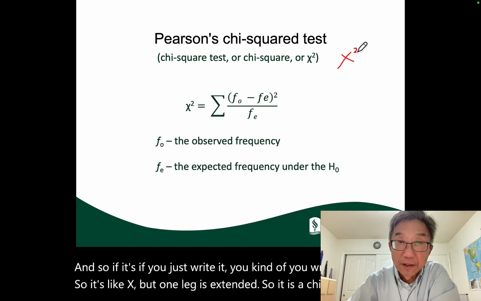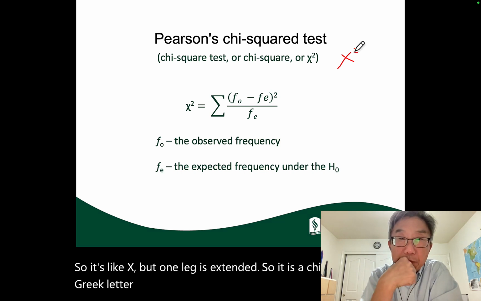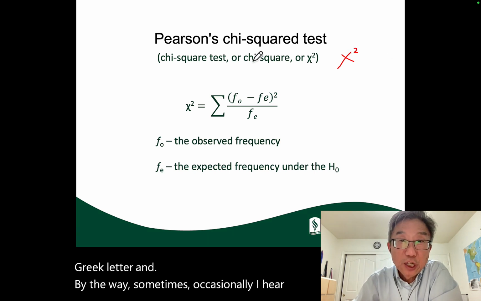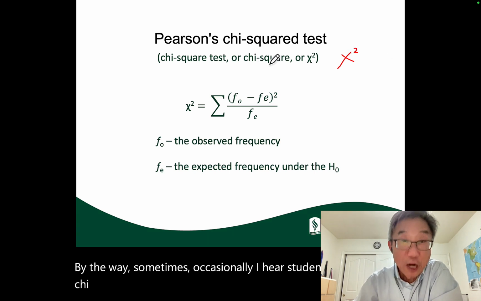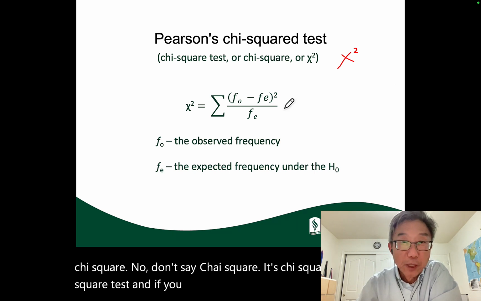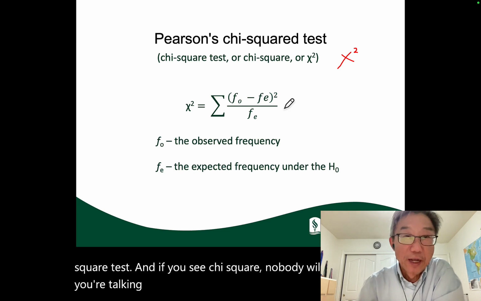It's a Greek letter. And by the way, occasionally I hear students pronounce this incorrectly. No, don't say it that way. It's chi-square. Okay, it's a chi-square test. And if you say it the wrong way, nobody will know what you're talking about. So it's a chi-square test.